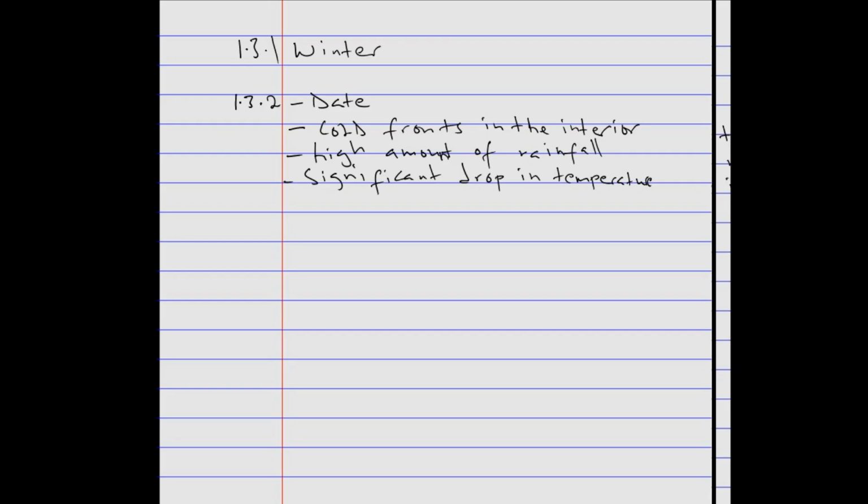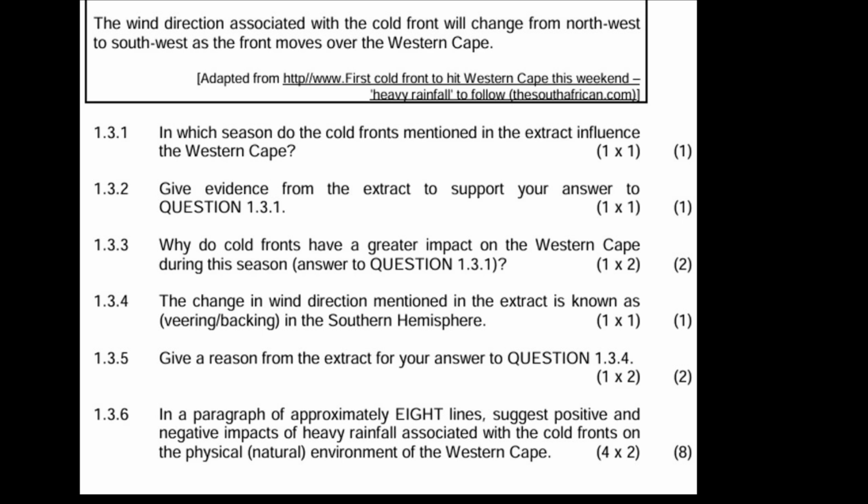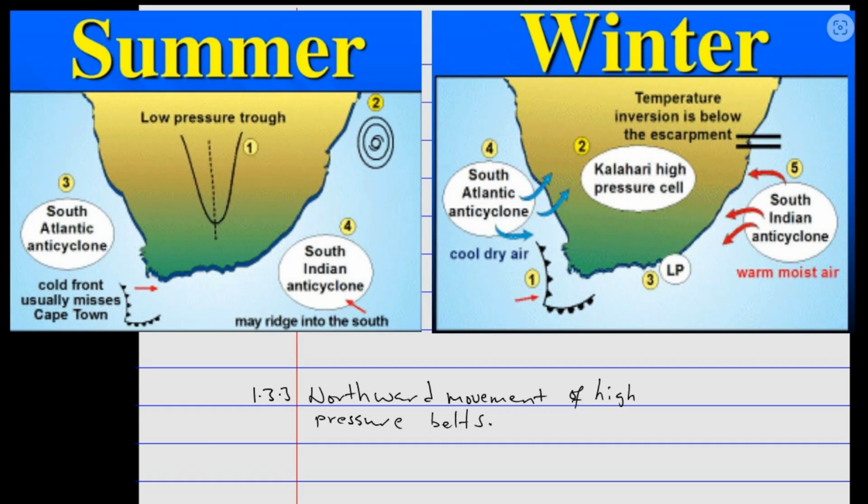The next question, 1.3.3. Why do cold fronts have a greater impact on the Western Cape during the season? Cold fronts affect South Africa during winter. This is because of the position of the subtropical high pressure system. They shift southwards in winter, allowing the fronts originating from the Southern Ocean to move easily, reach the southern part of the country, bringing cold and rain mainly in the Western Cape region, whereas in summer the high pressure moves further north, preventing the fronts from reaching inland areas as readily.